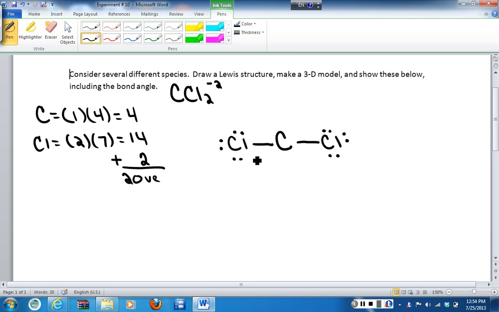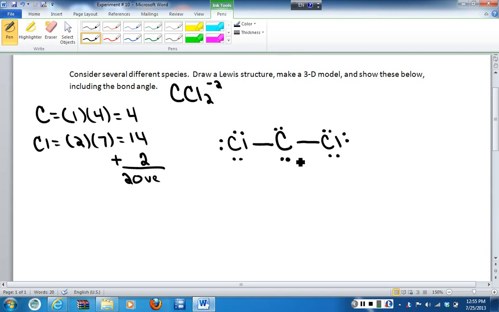So then I look, how many of the 20 have I already drawn? And I see that I've used 16 of them. So I know that when I've given my terminal atoms an octet and I have any of the total valence electrons left over, I put them on the central atom as lone pairs. So in this case, I've used 16. There's 4 electrons left over. So I draw them on the central atom as lone pairs. So I see that I've used all 20 of my valence electrons.